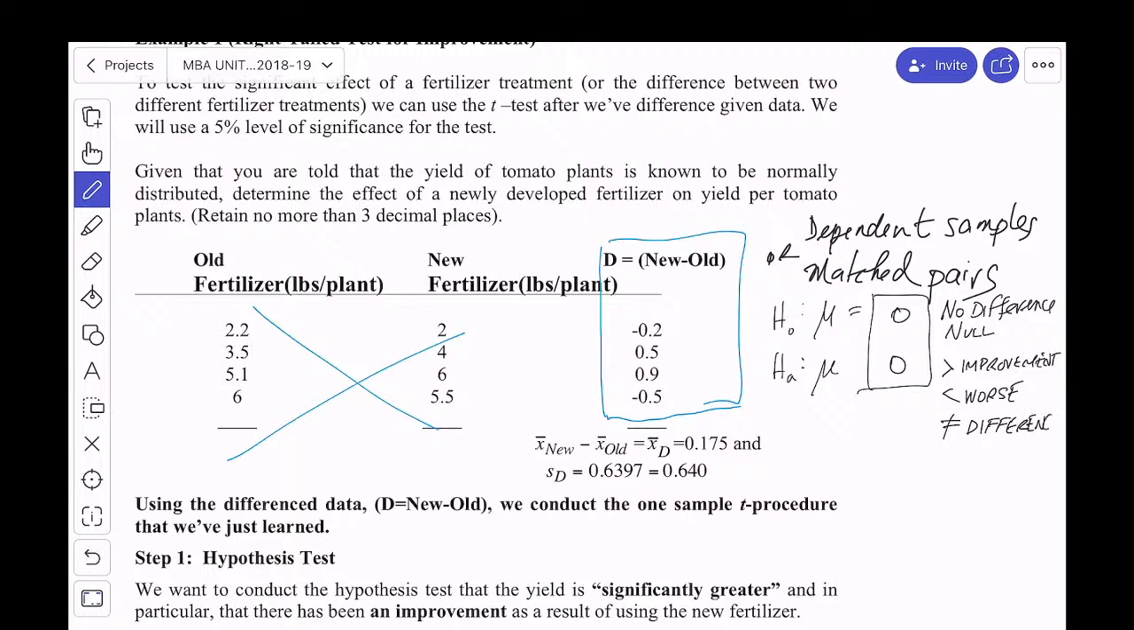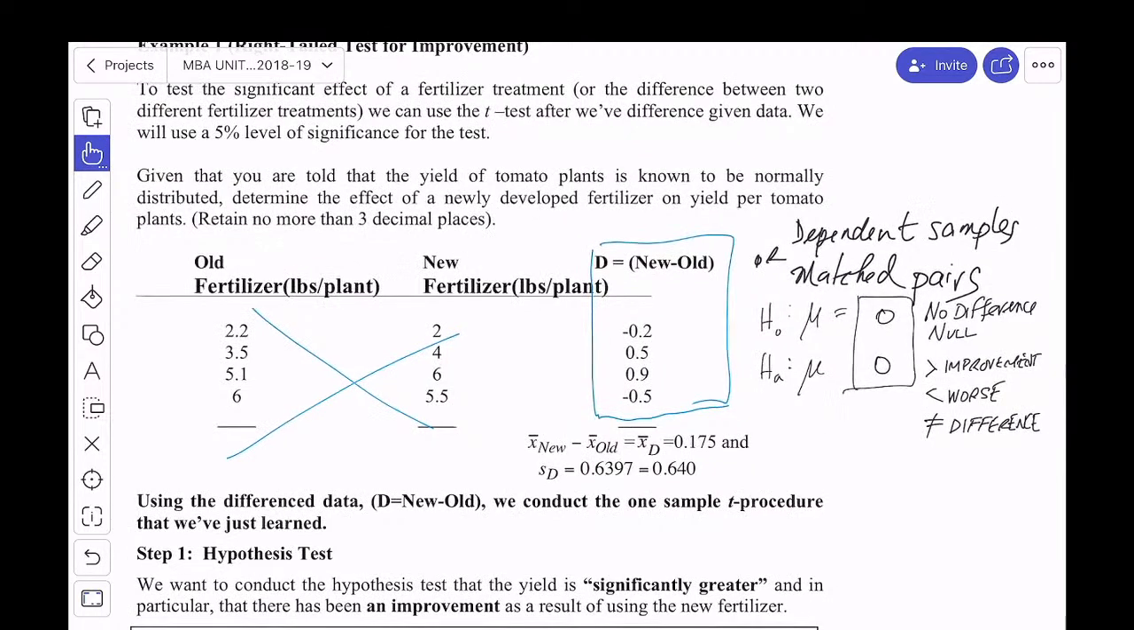So depending on the terminology, you would pick which one goes in the alternative. In this problem, we want to see, what does it say? We want to conduct a hypothesis test that the yield is significantly greater. So greater means improvement. So that's why I would put a greater than here. So then you follow conducting the test as usual. All right.